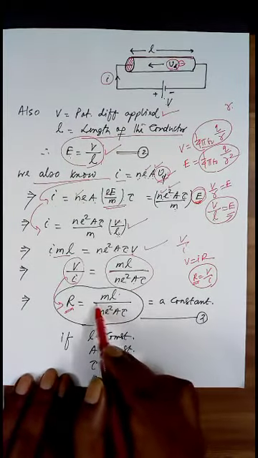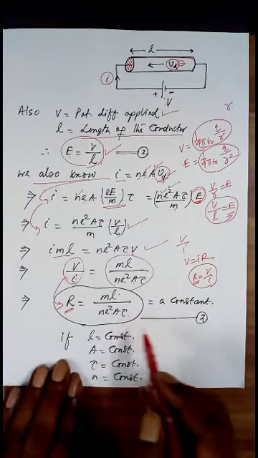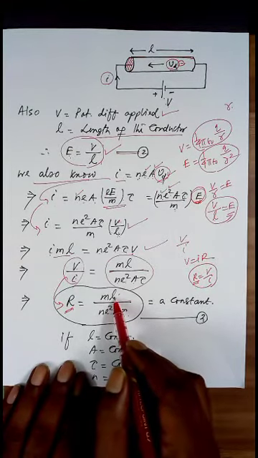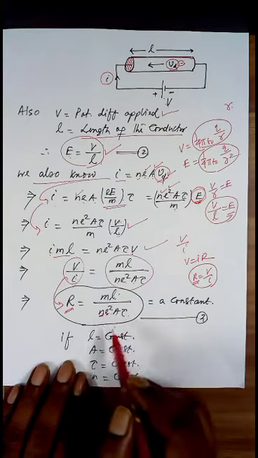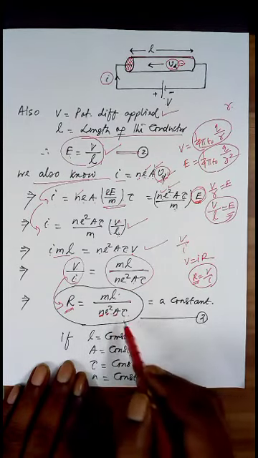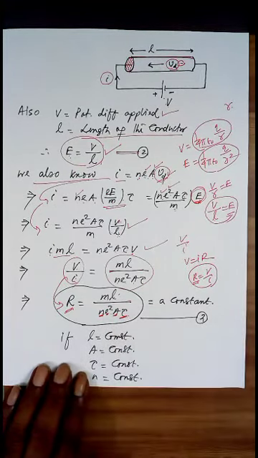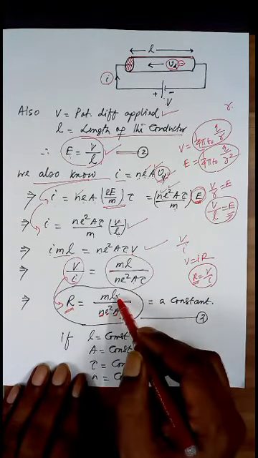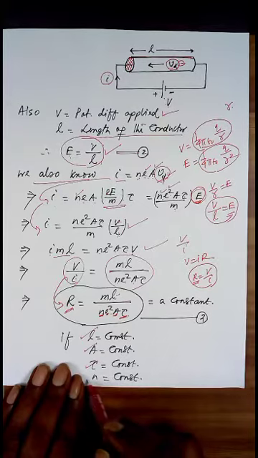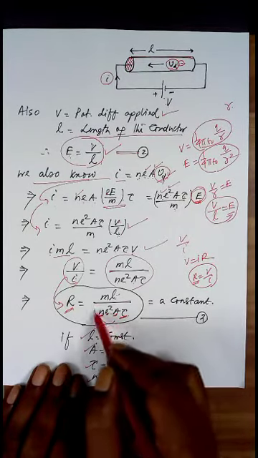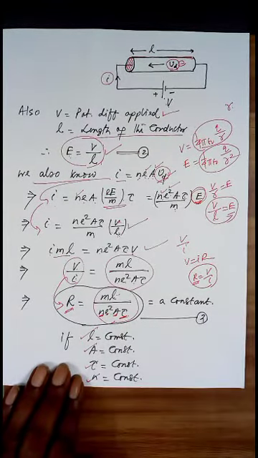So for V by I substitute R, the resistance of the conductor, which is equal to m L over n e square A tau, where m is the mass of the electron, L is the length of the conductor, n is the number of electrons per unit volume, e is the charge of the electron, A is the area of cross section of the conductor, and tau is the average time of relaxation. Now, if L, A, tau and n are constant, then this thing is a constant. Resistance of a conductor is a constant.